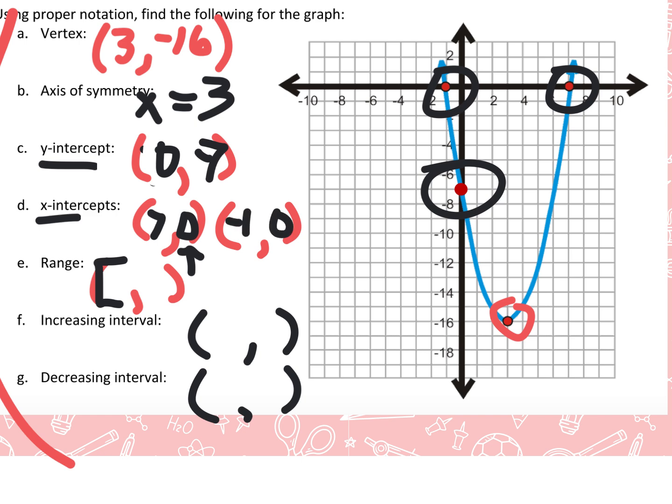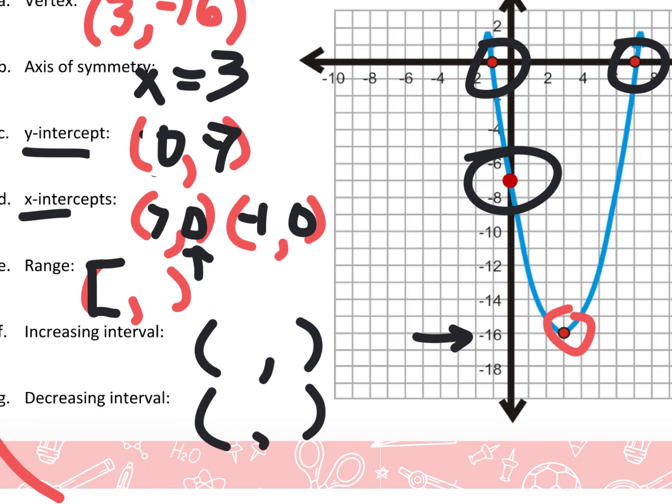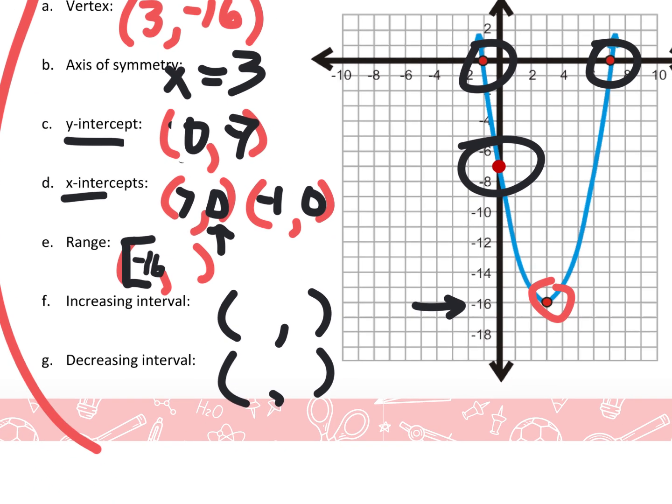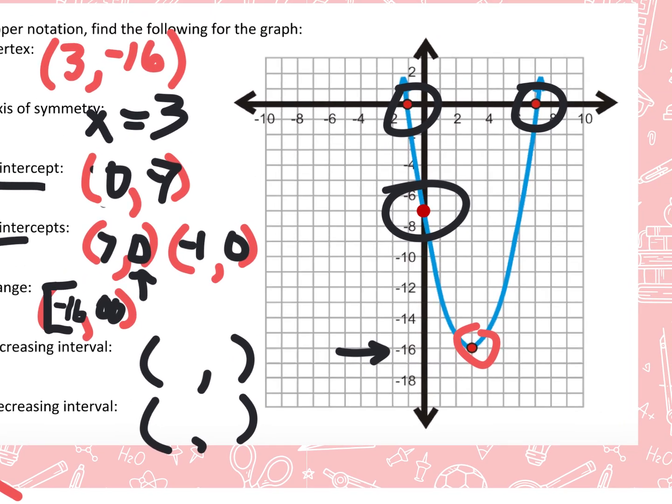The range, that's low to high. If you don't have that memorized, you're going to screw this up. Because you don't know what the range is unless you know low to high, or lowest to highest, or down to up. Negative 16 is the lowest it goes, and it touches there. That's why there's a bracket. This isn't a point. It's the first time it's not a point. It's from negative 16 to infinity. Because the highest this thing goes, there are arrows on the end, so it goes to infinity.